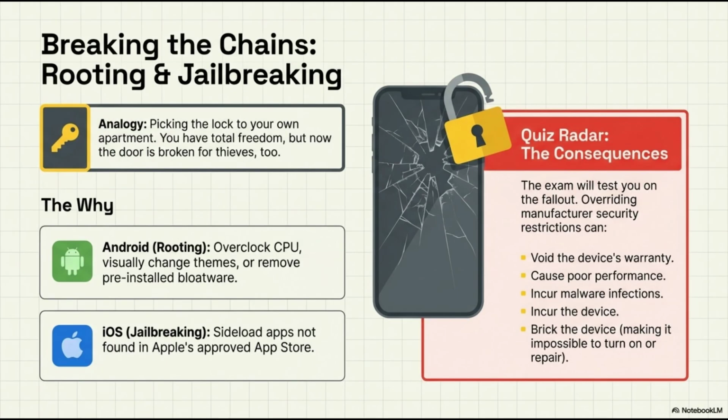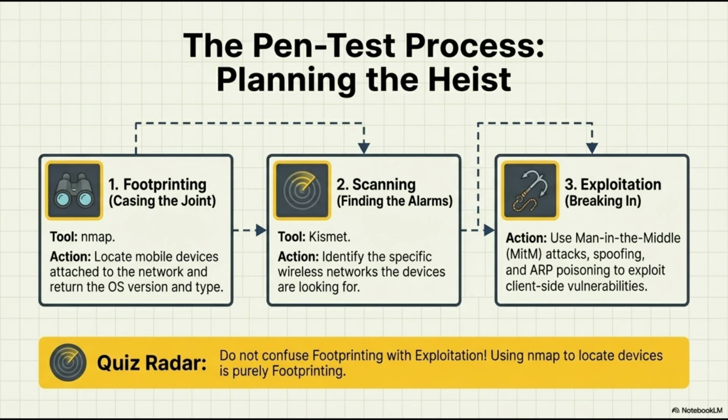Let's switch to the offensive on slide 8. The pen test process. Planning the heist. Whether you are an ethical hacker or a malicious actor, infiltrating a mobile environment follows a 3-step process. Step 1 is footprinting. Casing the joint.